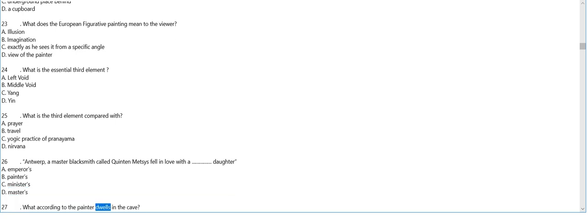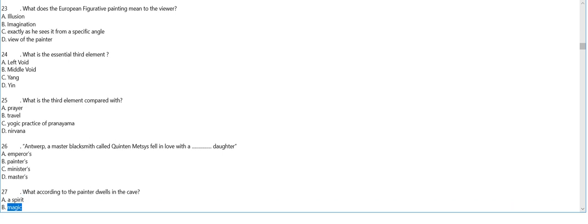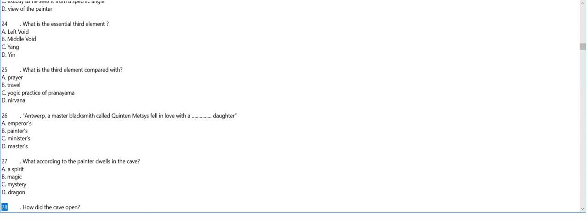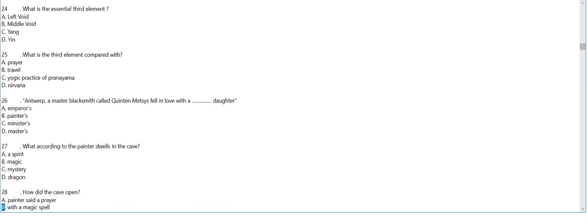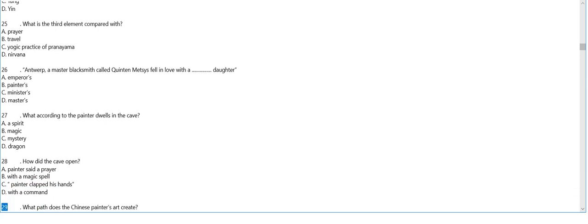27. What according to the painter dwells in the cave? A. A spirit. B. Magic. C. Mystery. D. Dragon. 28. How did the cave open? A. Painter said a prayer. B. With a magic spell. C. Painter clapped his hands. D. With a command.